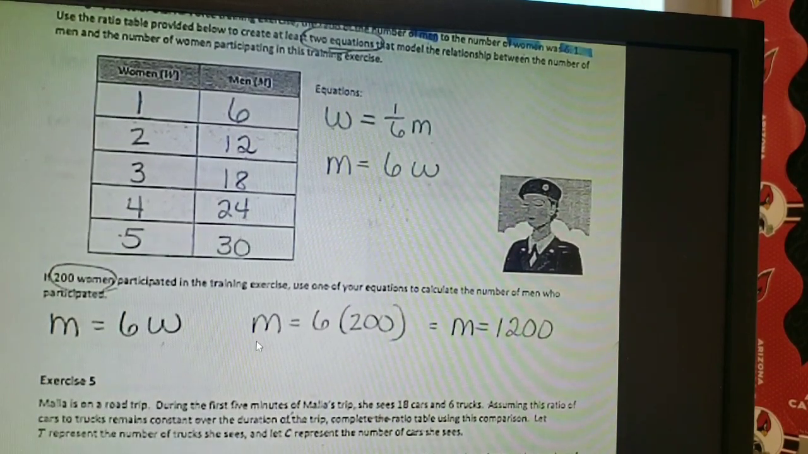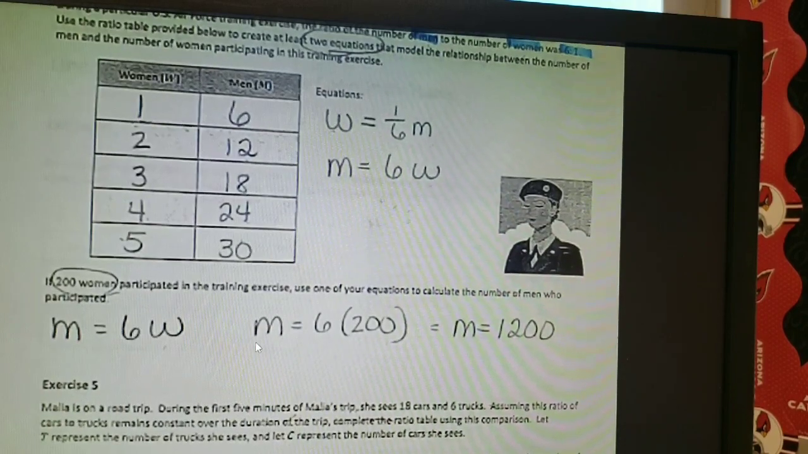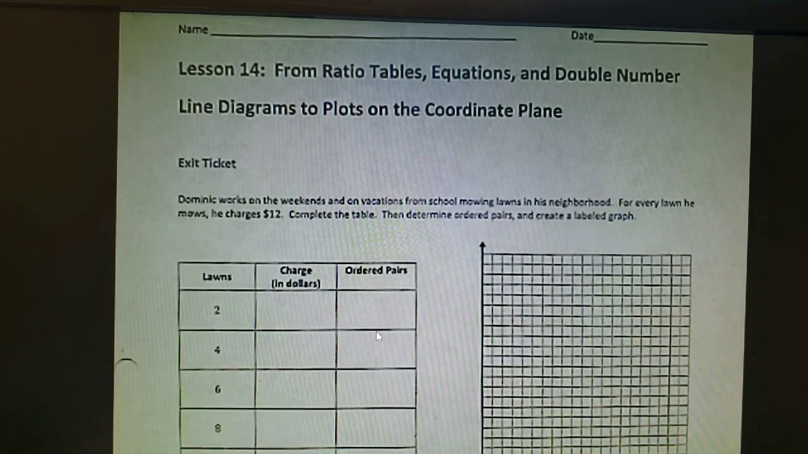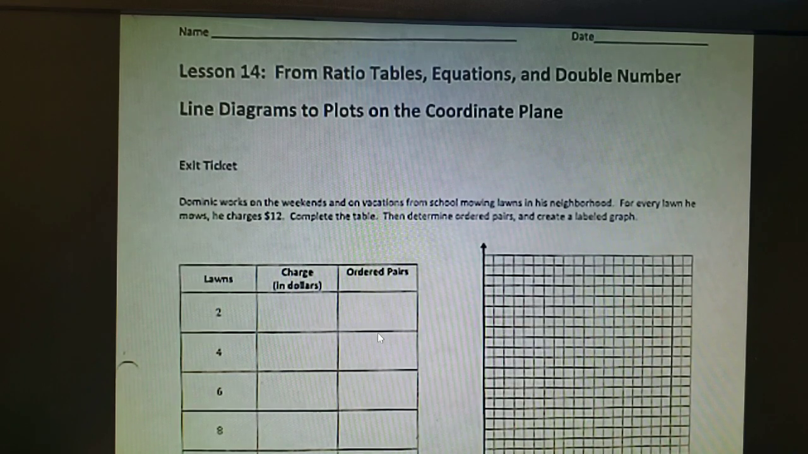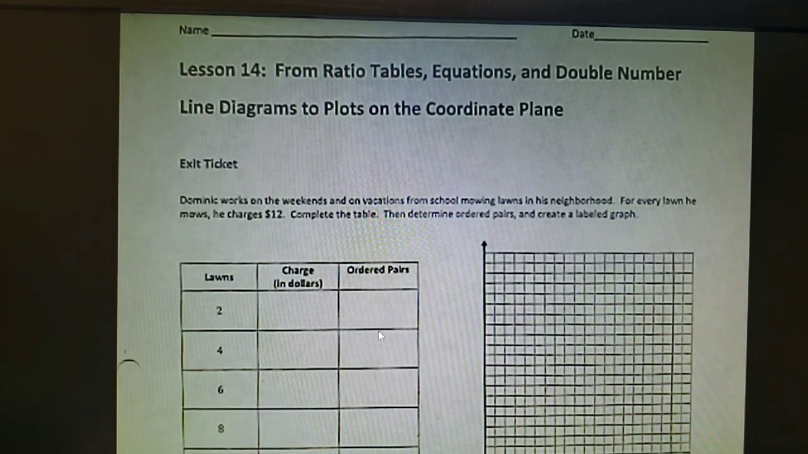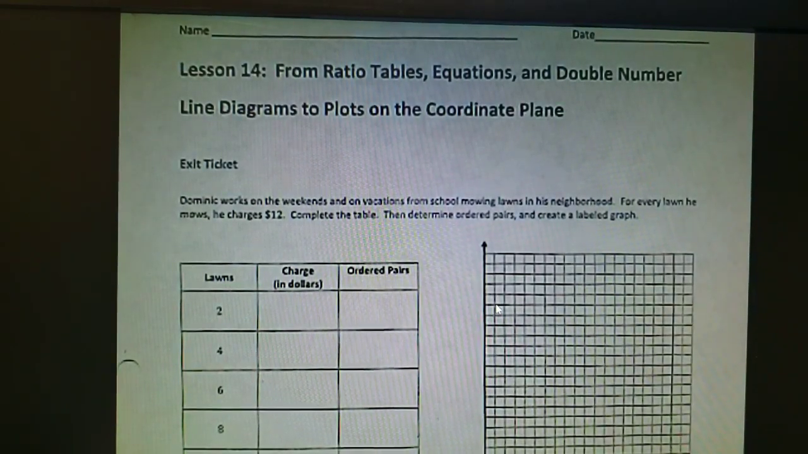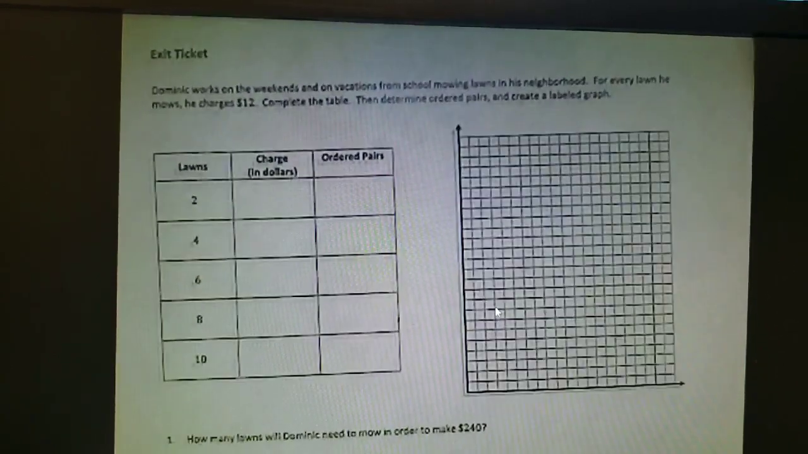Okay, let's go ahead and take a look at, actually, that's the last one we're doing for that one. All right, the last lesson that we're going to have before we get into our mid-module, which is going to be right after lesson 15, is lesson 14. In lesson 14, we talked about taking ratio tables, creating equations, creating double number lines, and plotting them on a coordinate plane. So you're taking everything that we have learned how to create and doing it in one assignment. So we're going to look at our exit ticket.